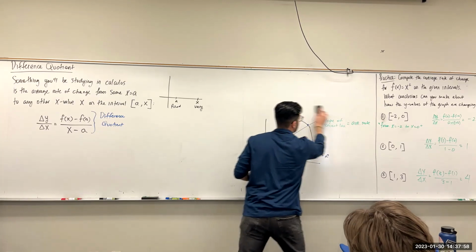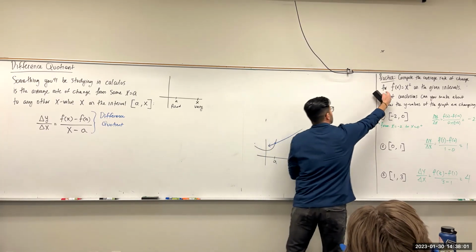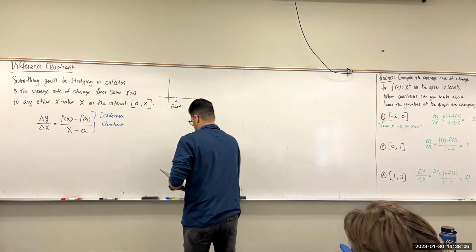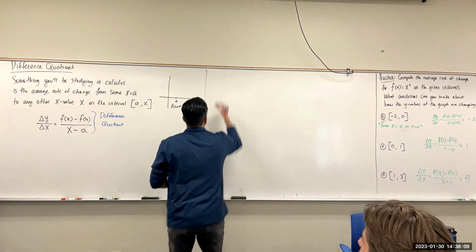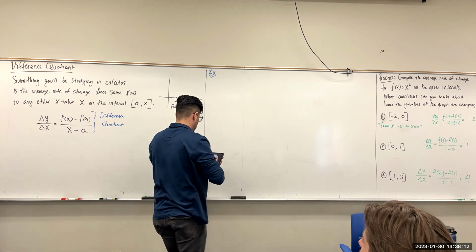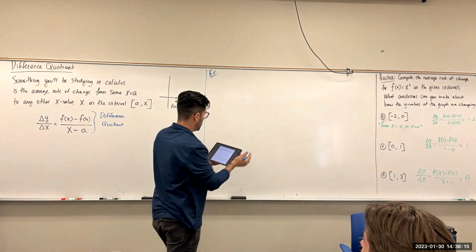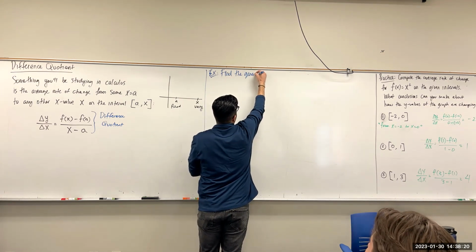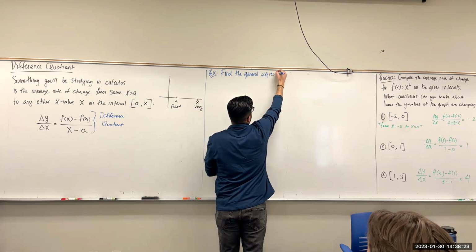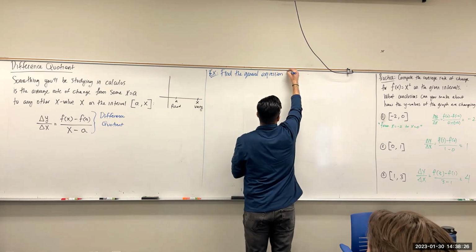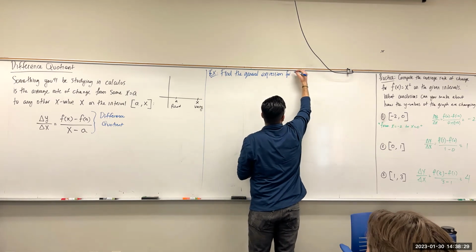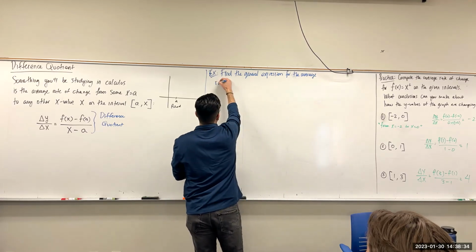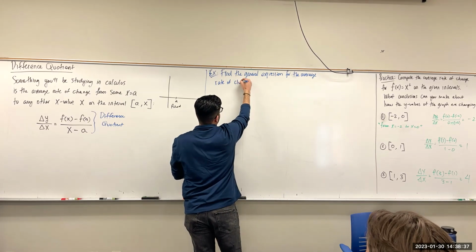And let's look at an example so you guys see. We're gonna continue on this problem that you guys just did, but now we're gonna see what I'm trying to say here. Example. This is the way WebAssign will write the homework. It'll say, find the general expression for the average rate of change. Sorry for all the writing.